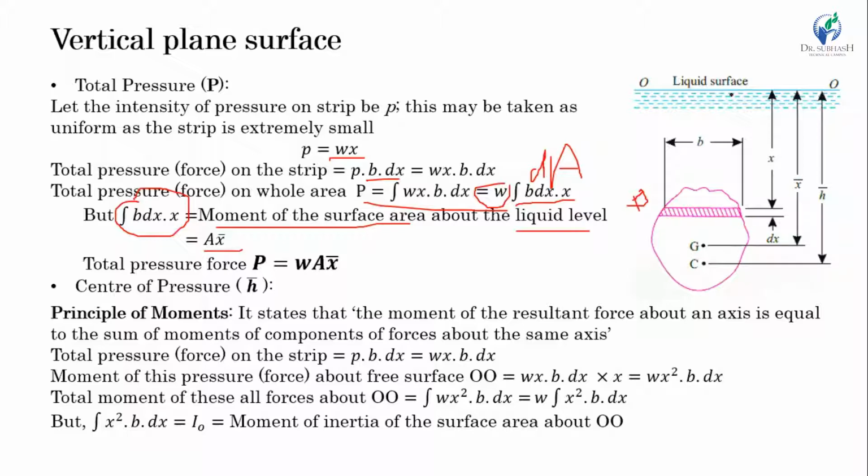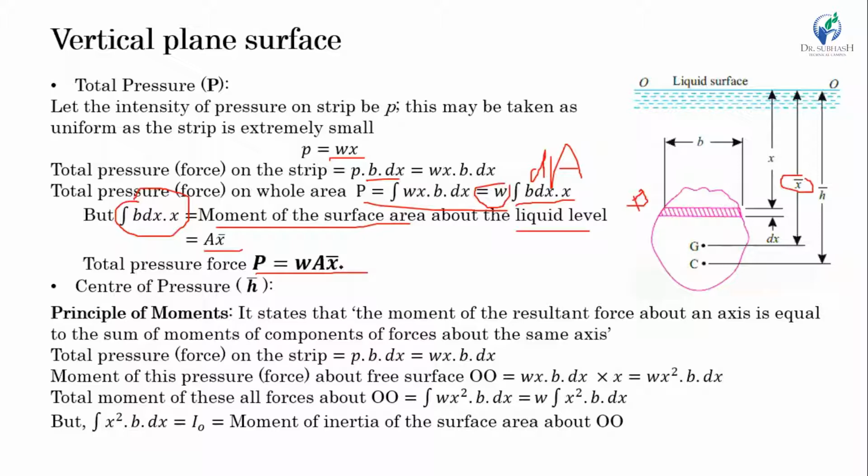X bar is the distance of CG from the free surface of liquid. So by putting this value in the equation of total pressure force, we get the equation P equal to weight density times area times x bar.